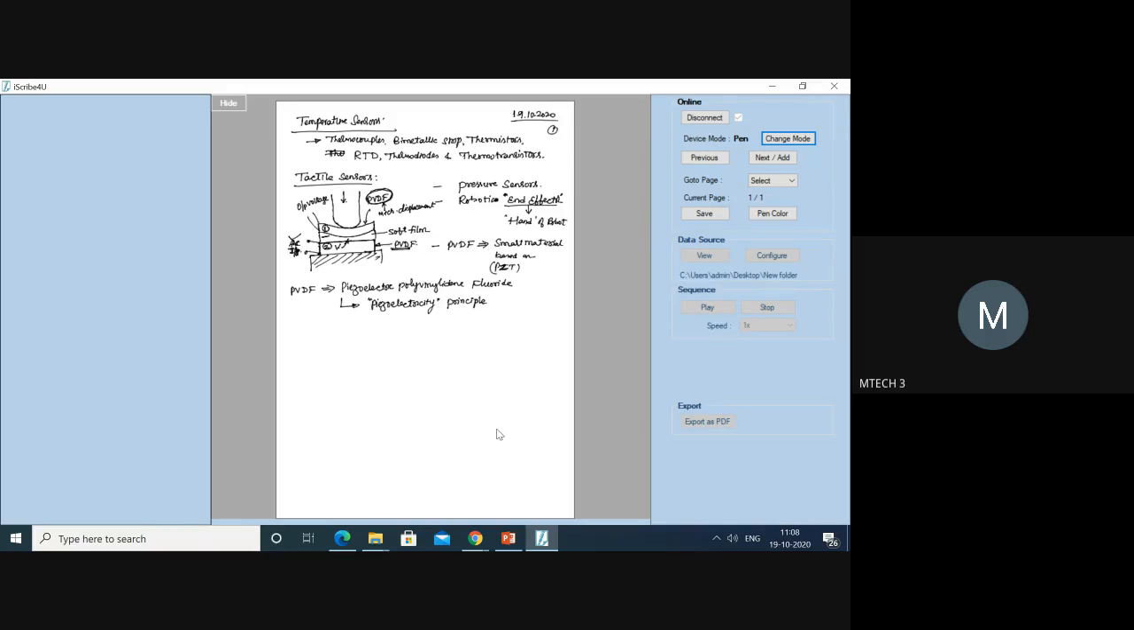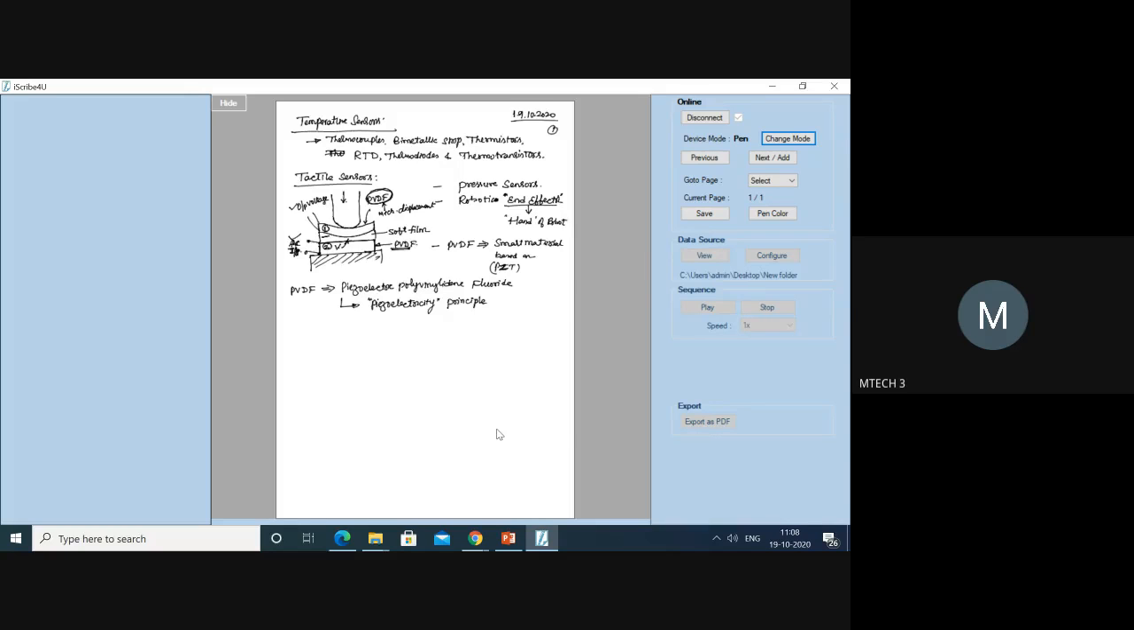Now, if you apply a pressure, what is going to happen? Up to here, you are going to get the voltage. Now assume that you apply a pressure, meaning the end effector comes and contacts the PVDF. What is going to happen to this output voltage? It increases.